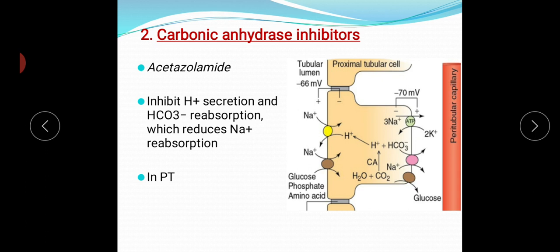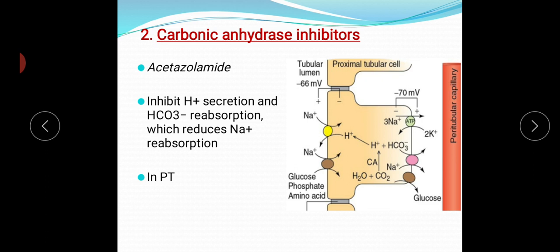Here you can see this is the proximal tubular epithelial cell. This is the renal tubular lumen, this is the interstitial space, and this is the epithelial cell. Within the cell, carbon dioxide combines with water to form H2CO3, carbonic acid, and that requires the presence of the carbonic anhydrase enzyme. That carbonic acid will dissociate into H plus ion and HCO3 bicarbonate, again in the presence of the carbonic anhydrase enzyme. So without this enzyme, the H plus ion will not be formed here, similar to the bicarbonate. So this is the one thing.